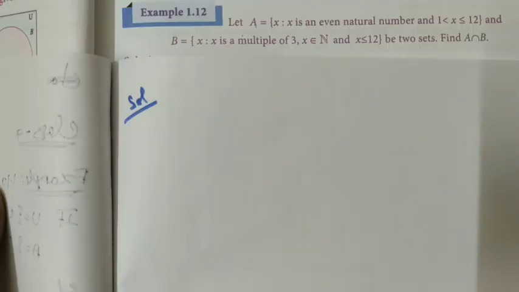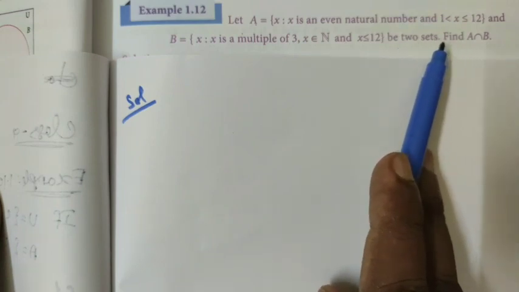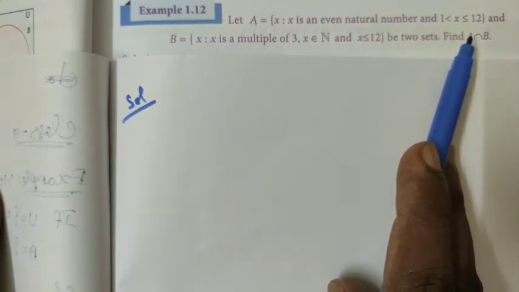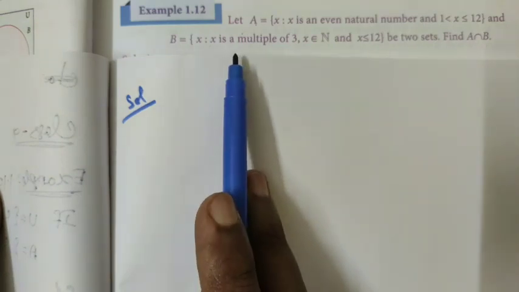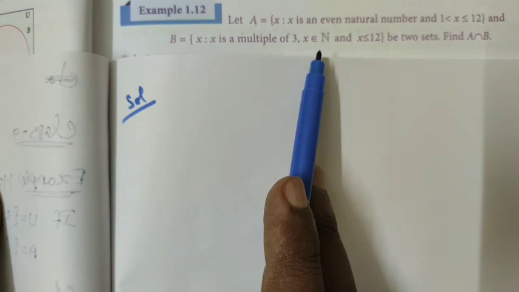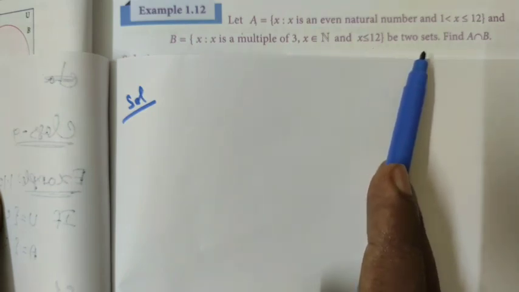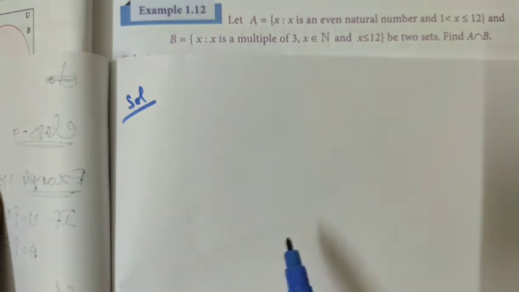Next we see example sum 1.12. Let A be the set of x such that x is an even natural number and x is greater than 1 and less than or equal to 12, and B is the set of x such that x is a multiple of 3, x belongs to N and x is less than or equal to 12. Two sets, find A intersection B.